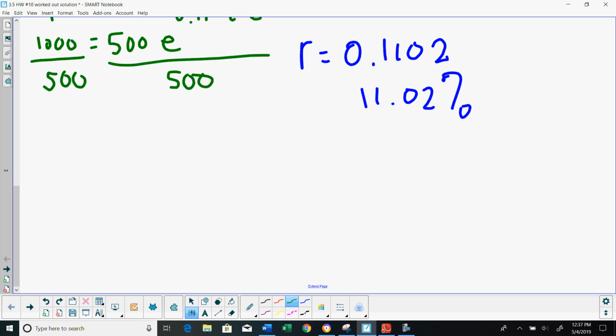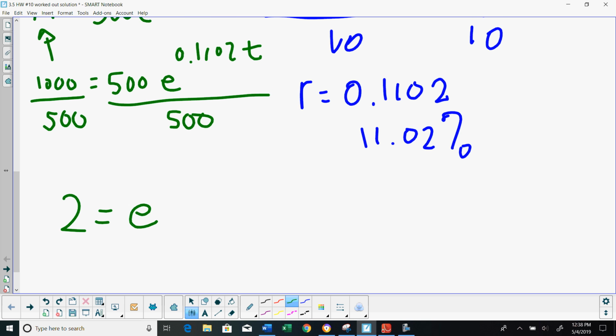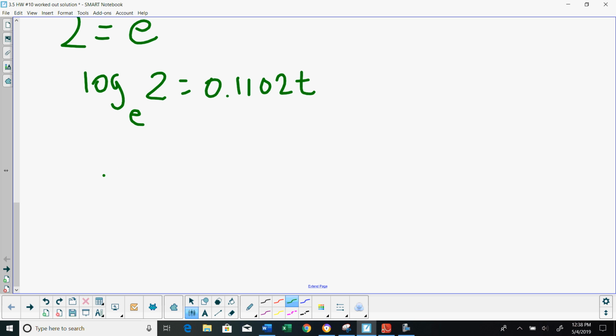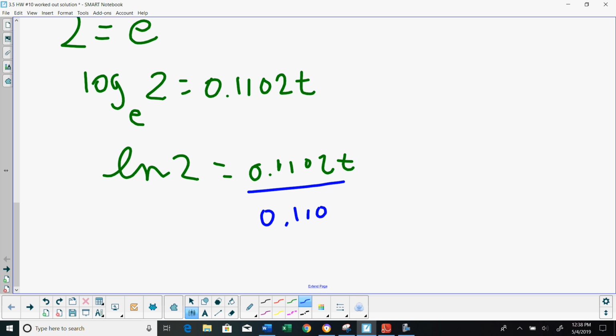So I get 2 equals e to the 0.1102 t. Now I've got to solve for something that's locked up in an exponent, so I have to rewrite this in log form. This is log to the base e of 2 equaling 0.1102 t. I'm going to rewrite this as ln of 2 on the left side, and then divide both sides by 0.1102.